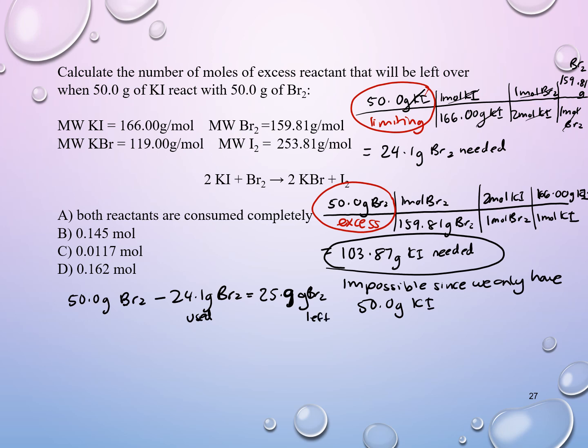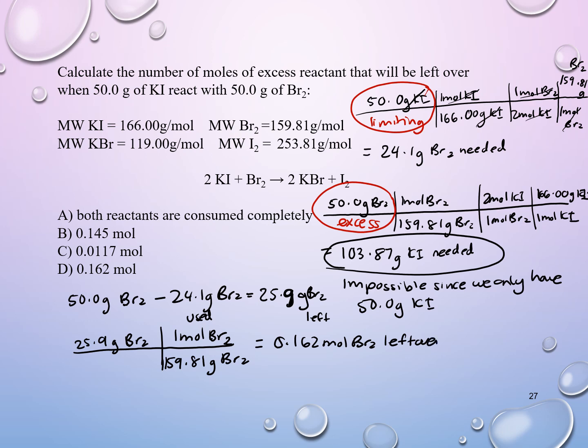So the answer actually wanted you to find it in moles of Br2. So let's go ahead and convert 25.9 grams to moles, okay? So 25.9 grams of Br2, 1 mole of Br2 is going to weigh 159.81 grams. So in this case, you get 0.162 moles Br2 left over. So our answer would be D, right there.